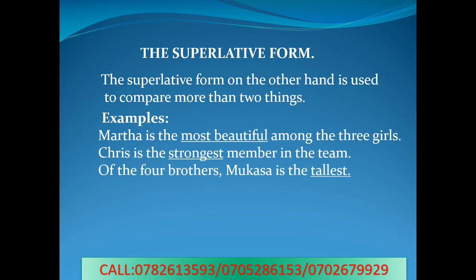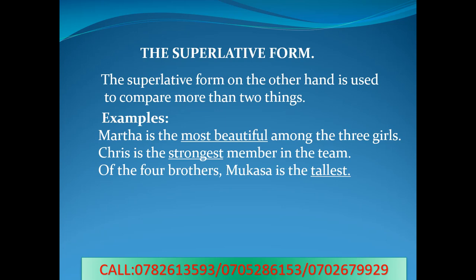There we have some examples that we can use to vividly bring out the superlative form. Here we are saying Martha is the most beautiful among the 3 girls. Chris is the strongest member in the team. Most beautiful here is our superlative form. Superlative, we look at the best, the highest. We are looking at more than 2 things, we look at the best of all.